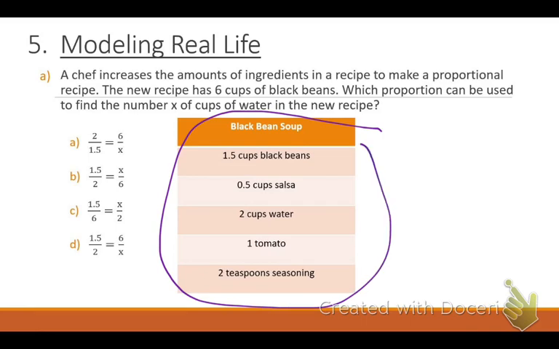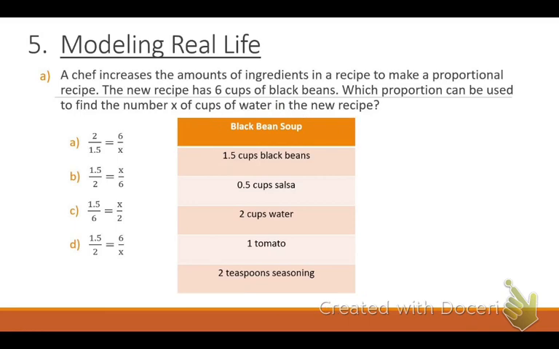This is my original recipe. So now let's read the scenario. The new recipe has 6 cups of black beans. Which proportion can be used to find the number of cups of water in the new recipe? What I want you to do first is I want you, with your pencil, to cross out the information in the recipe that would not be relevant to this problem. I want you to cross out the information that would not be relevant. What you're going to find is sometimes you have information in these problems that you actually don't need to answer what it's asking for.